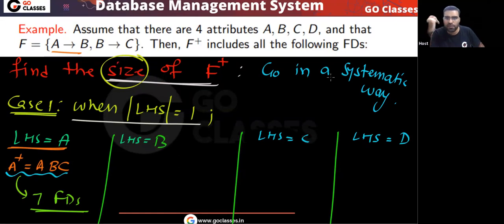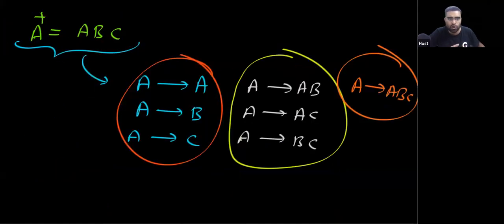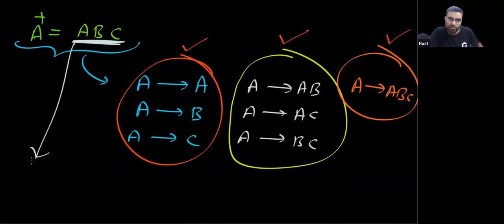So what will I do? I will go in a systematic way. First, I will consider those cases where LHS has only one attribute. You can see LHS can be A, B, C, or D. Now, if LHS is A, I will find A plus. A plus is ABC. From here, how many FDs can I create? Very simple: any non-empty subset of it. Agree with me?